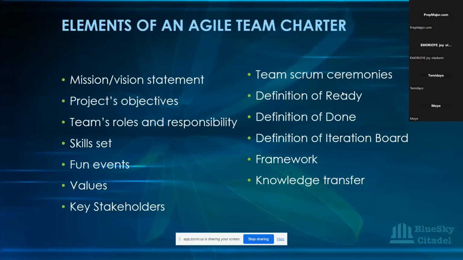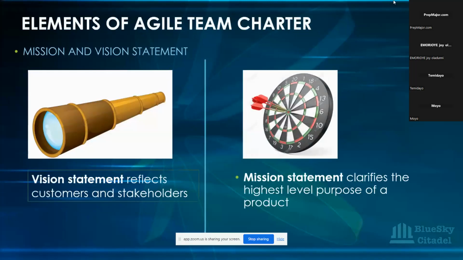I was trying to explain earlier, these are some of the elements of the Agile Team Charter, like the mission, definition of ready and done, the roles and responsibilities, fun events, values, and the likes. And we're going to try to touch on each one of them more deeply to gain more understanding about them. So the mission and the vision statement. The vision statement again is a description of the future state of the solution that we are trying to develop. So it gives a reflection of the customers' and the stakeholders' needs and the capabilities to meet these needs.